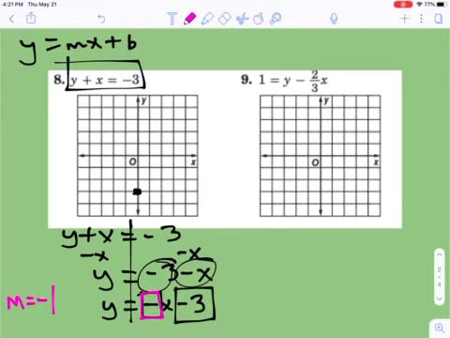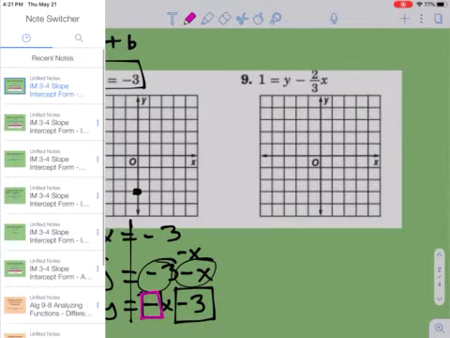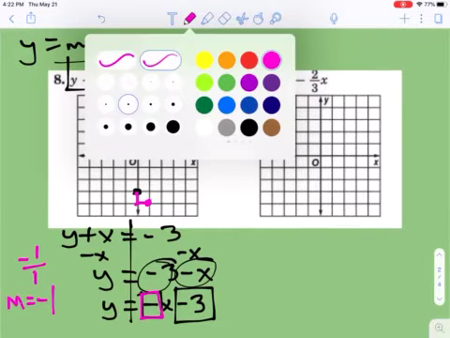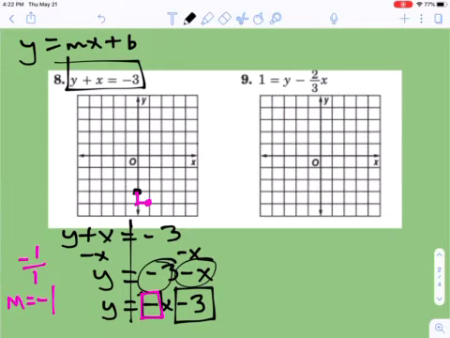What that means is that's -1 over 1, which means that I go from this point and I go down 1 and I go over 1. And I have my second point. That's all I need. I just need 2 points. And remember what I said about making a nice long line. So make a nice long line. And then put your arrows on there. And you're good to go.